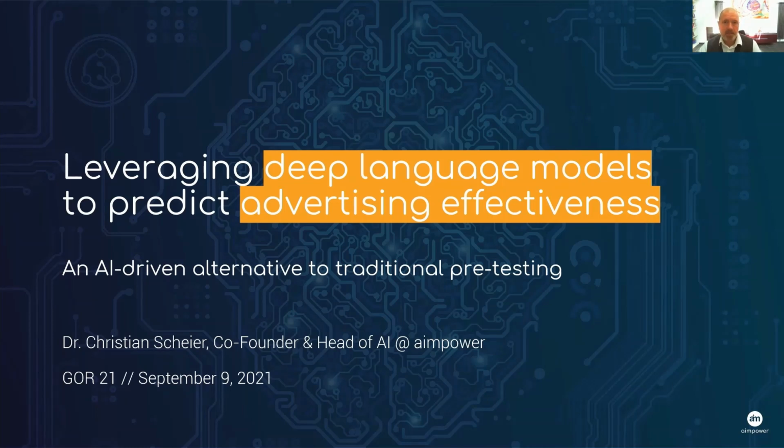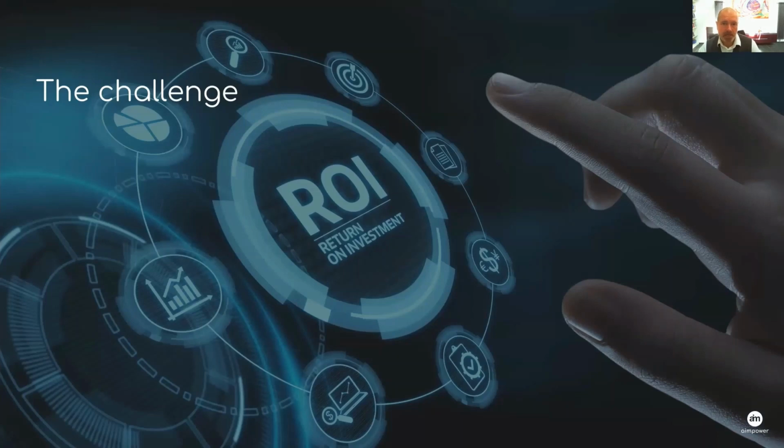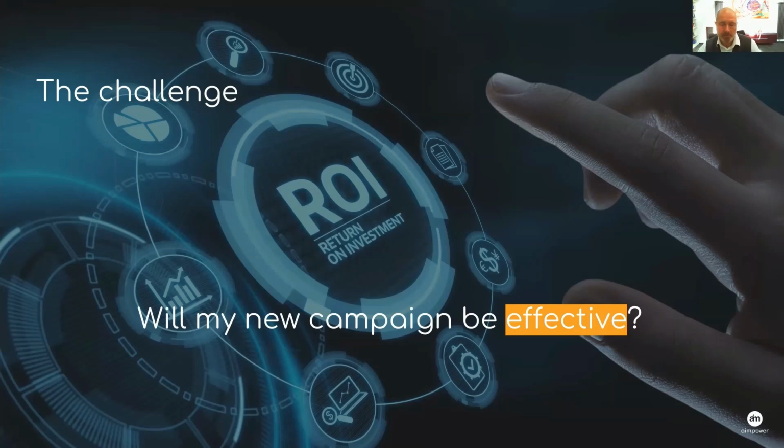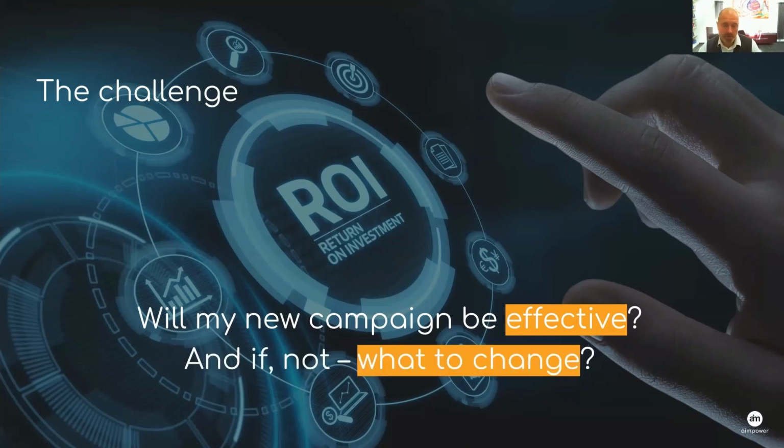So let's start by setting the stage and outlining the challenge against which we have developed this particular solution. Companies invest a lot of money in developing and deploying advertisements. Given these investments, it's natural for them to ask, how can we predict whether a given new campaign is actually going to be effective before we launch it and have spent all the money? Relatedly, they ask, how can we know what to change should there be an issue with a given campaign?